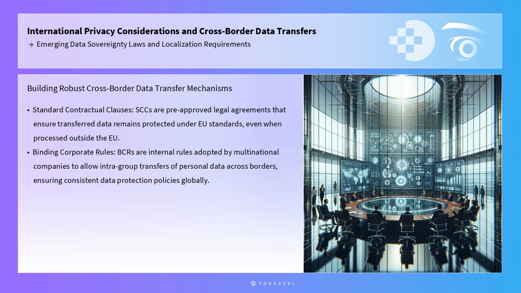To address real-world challenges, privacy professionals must also focus on building robust cross-border data transfer mechanisms. Standard contractual clauses and binding corporate rules are practical tools that facilitate legal data transfers between jurisdictions with different privacy standards. SCCs are pre-approved legal agreements that ensure transferred data remains protected under EU standards, even when processed outside the EU. BCRs, on the other hand, are internal rules adopted by multinational companies to allow intragroup transfers of personal data across borders, ensuring consistent data protection policies globally.